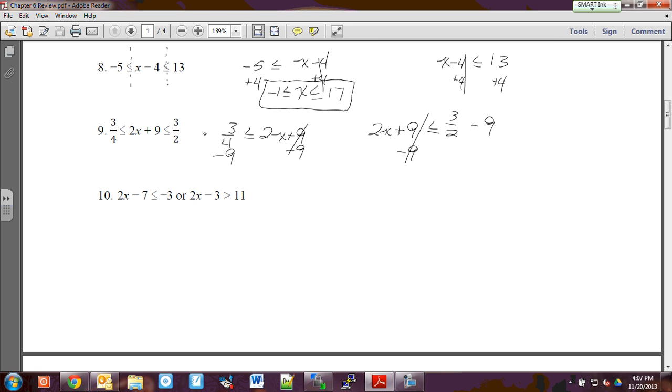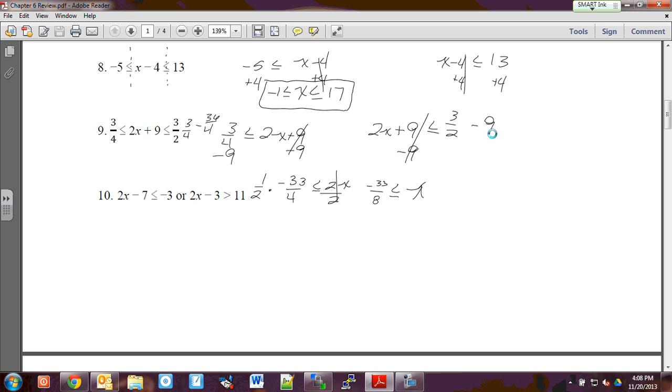So 9 over 4, that would go to 36 over 4. So it would be 3/4 minus 36 over 4, which would be negative 33 over 4. Okay, so negative 33 over 4 is less than or equal to 2x. Divided by 2 is the same thing as multiplying by 1/2. So x is greater than or equal to negative 33 over 8.